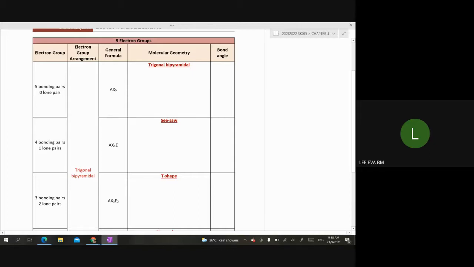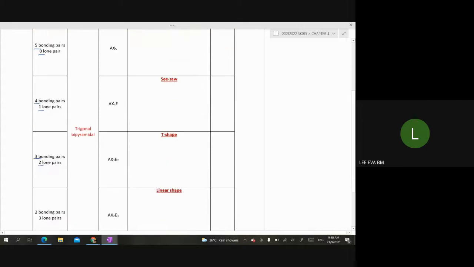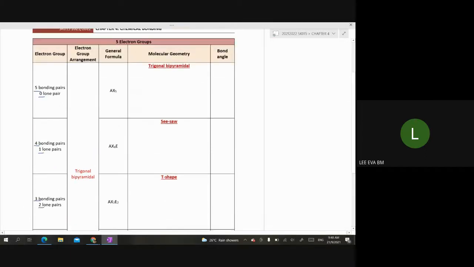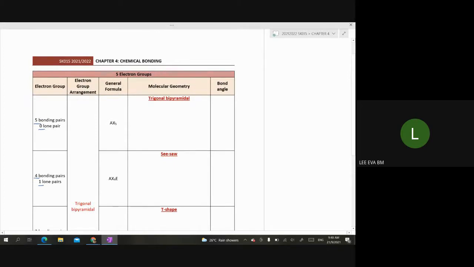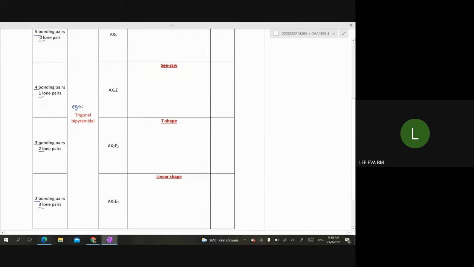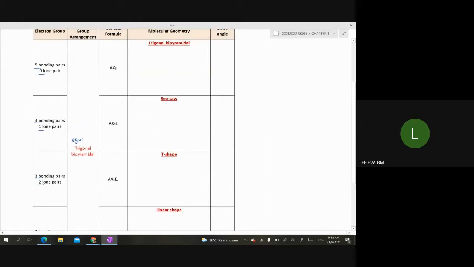4 combination ialah 5 bonding pair, tak ada lone pair. 4 bonding pair, 1 lone pair, 3 bonding pair, 2 lone pair, and then 2 bonding pair, 3 lone pair. Ini yang paling susah. 5 electron group adalah paling susah. Okay, so electron group arrangement is the same, Trigonal Bipyramidal, but the general formula, it depends on your combination lah. Okay, so we start with the easiest one, 5 bonding pair.